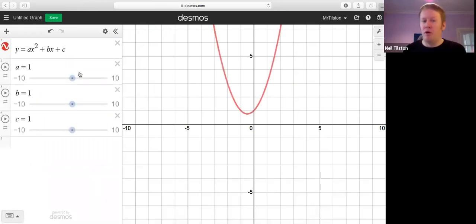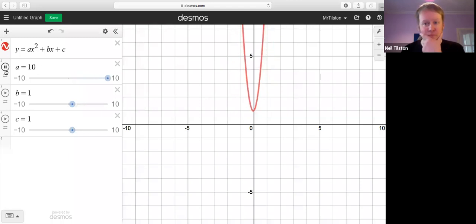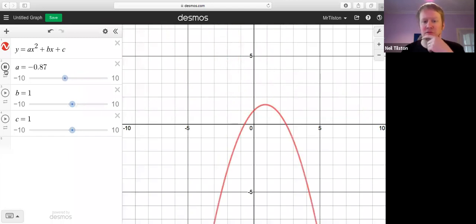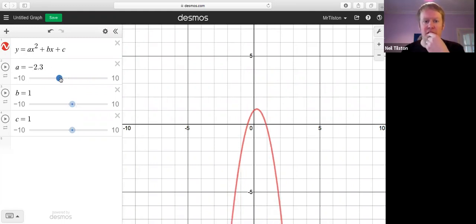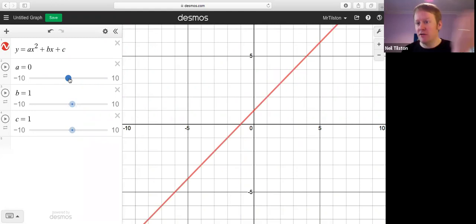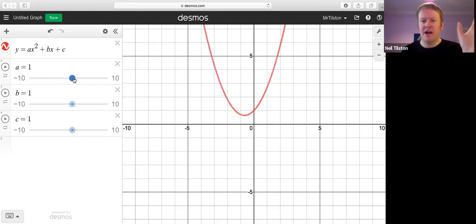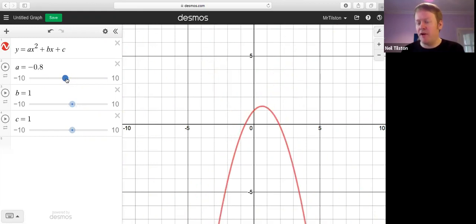ax squared plus bx plus c. We can put all of those in. The first thing I would probably do here is animate a and talk about what happens as we change the values of a. And so straight away, I can reinforce that idea that I've taught them, that to be a quadratic, a can't be 0, because then we have a straight line. To be a quadratic, a needs to be non-zero. And then, of course, what shape do we get when a is positive? What shape do we get when a is negative? So I can reinforce that really quite quickly in the graphs.